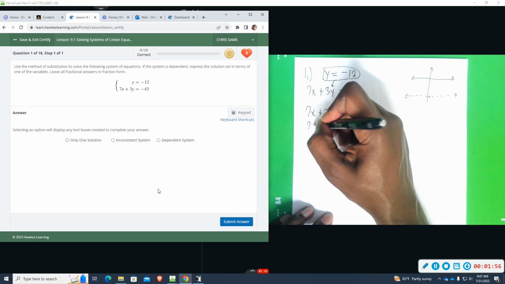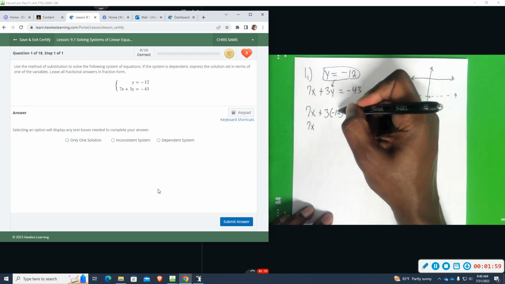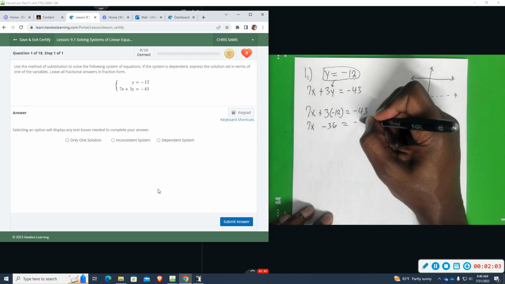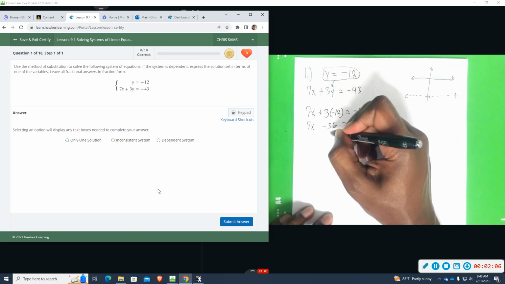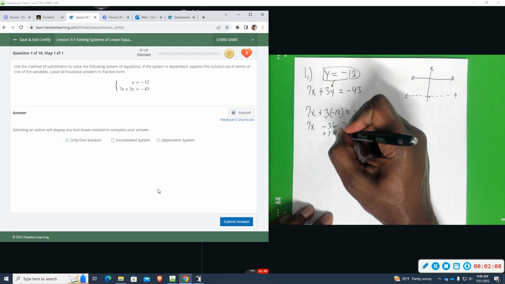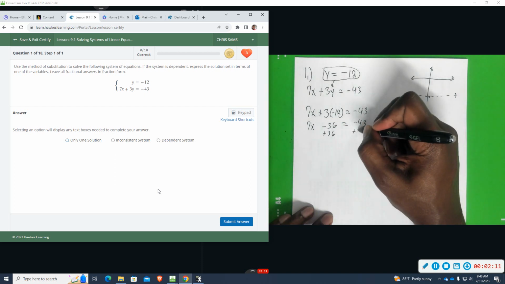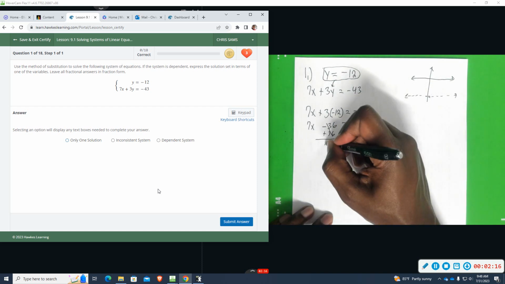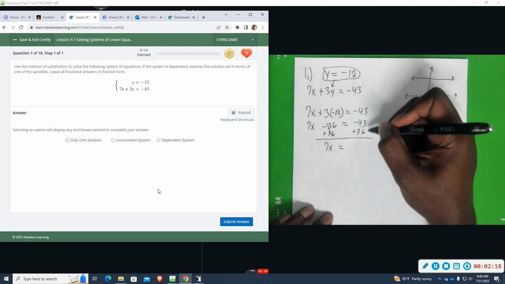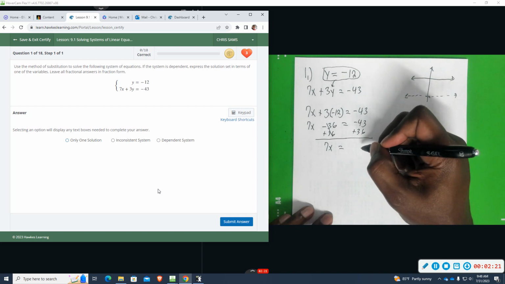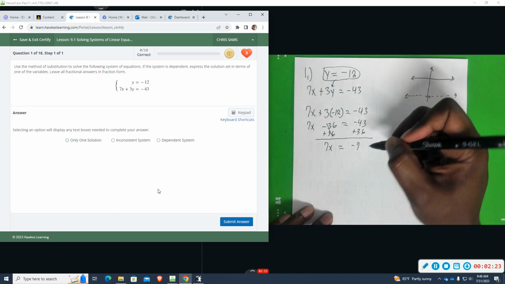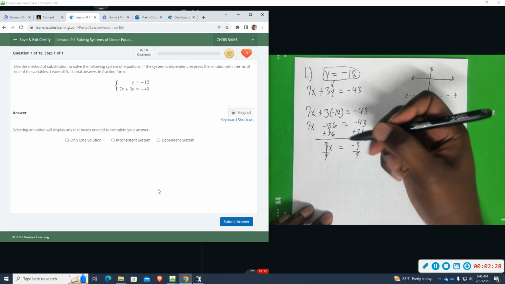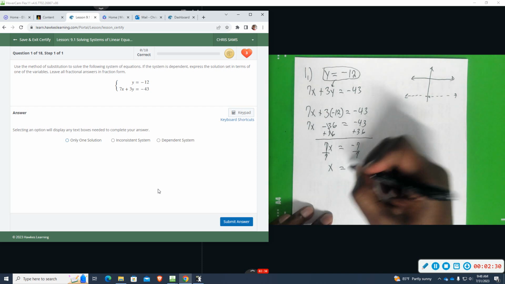So we get 7x, 3 times -12 will give us a -36, and that's going to equal a -43. We would add 36 to both sides to isolate the x variable. That will go to 0, bring down 7x. And then when we subtract here, that will give us a -7. And then we divide by 7. And -7 divided by 7 is -1, so we get x equals a -1.